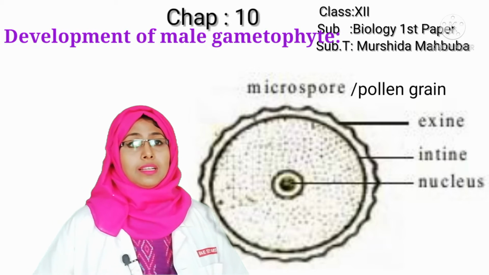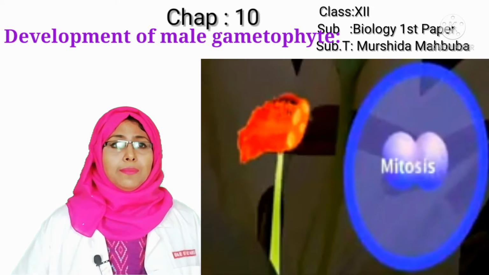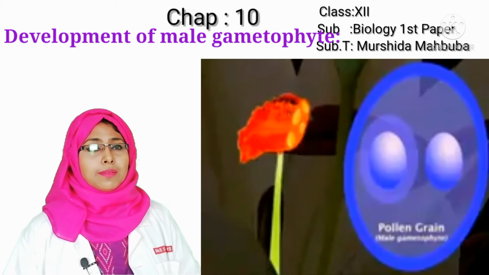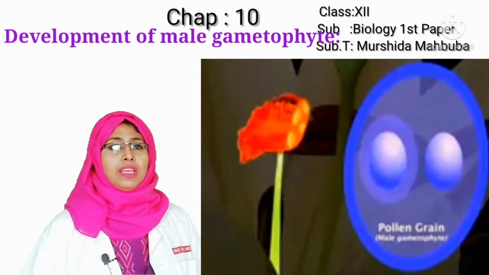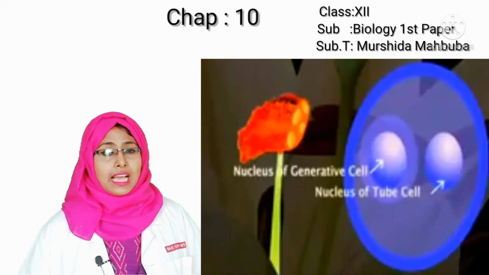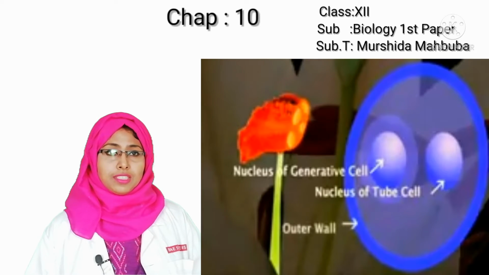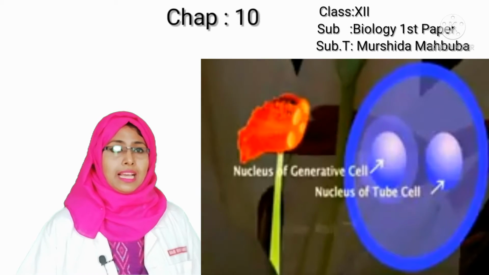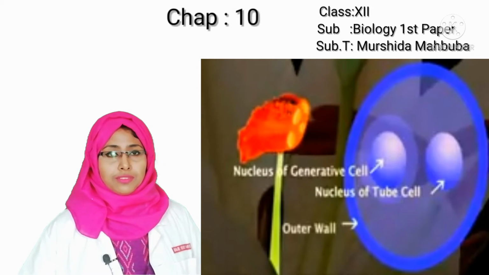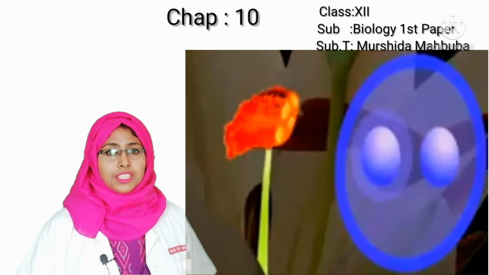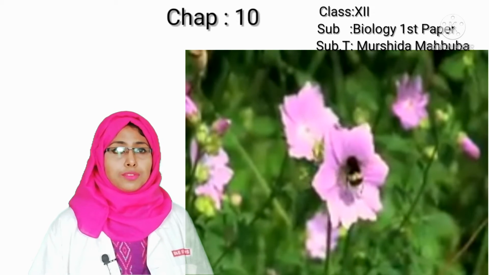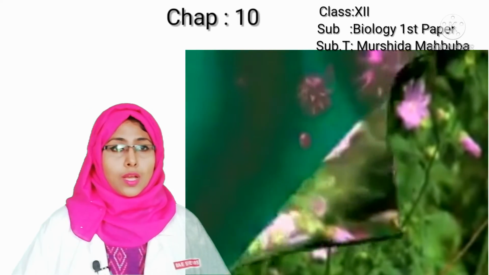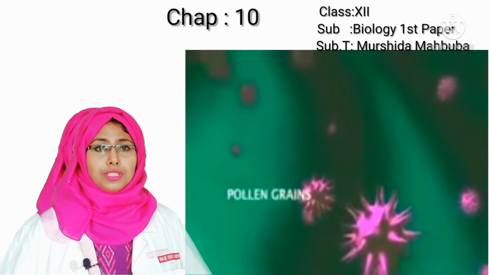Okay, my dear students, then development of male gametophyte. The pollen grain is the first cell of the male gametophyte. The germination begins within the anther. At first, the haploid nucleus of the pollen grain divides into two nuclei, one large tube nucleus and a small generative nucleus. At this condition, the anther bursts out and liberates the binucleated pollen grains. Pollination takes place at this two-nucleated stage.